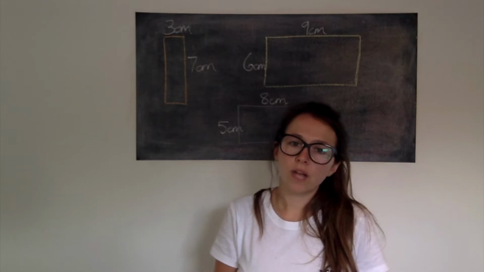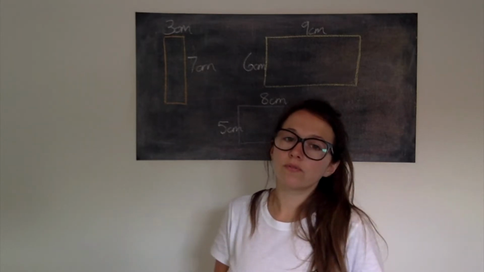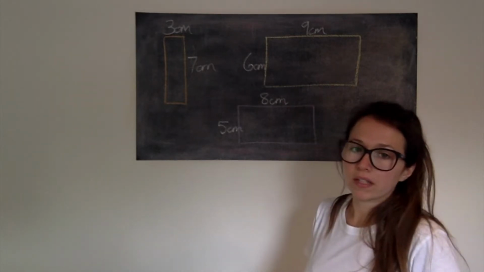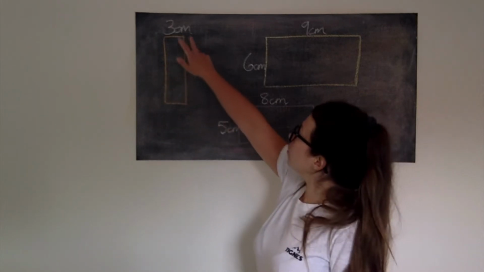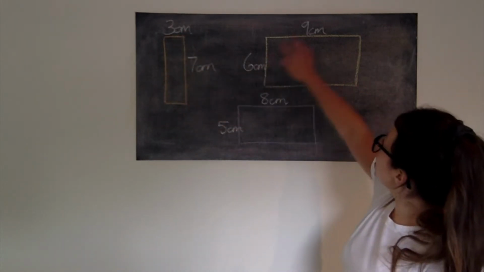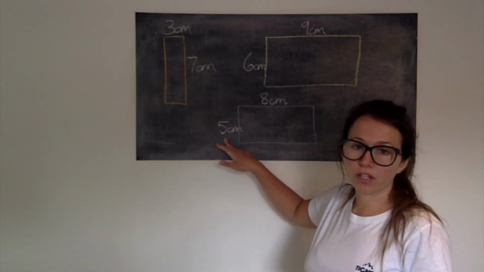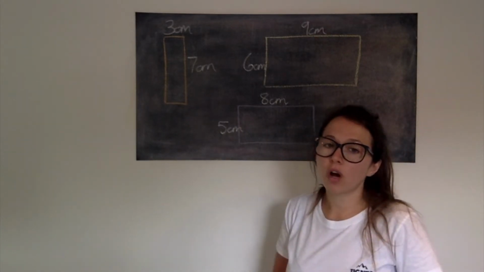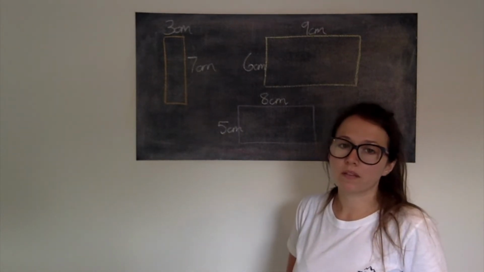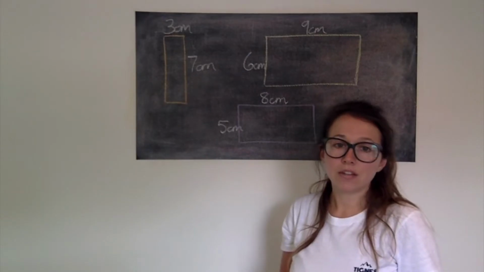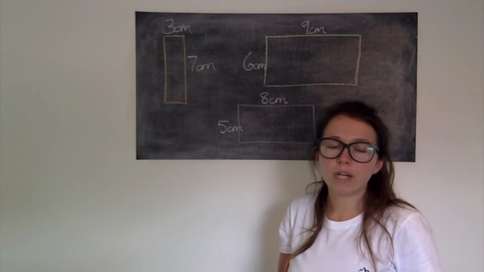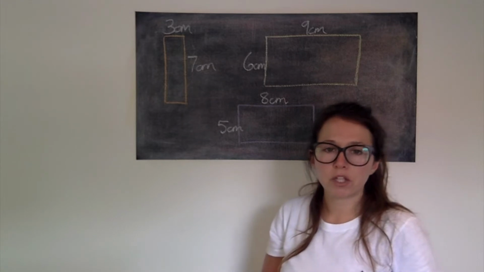Thinking about that formula, I'd like you to pause the video and see if you can find the area of these rectangles on the board. So we've got 3 centimetres and 7 centimetres, 6 and 9, and 8 and 5. Remember, these aren't accurate, but if you've got a ruler at home, you can draw them out and make them accurate. As an extra challenge, you could find their perimeter as well as their area. Remember your unit of measure.